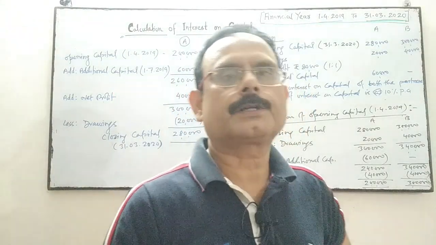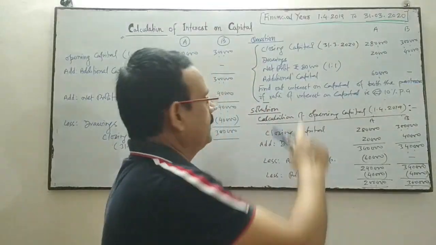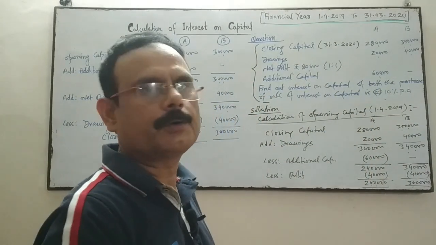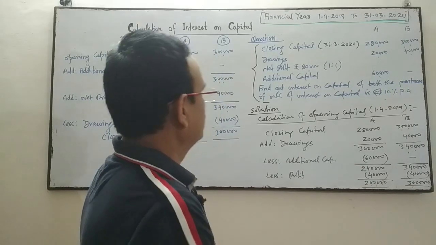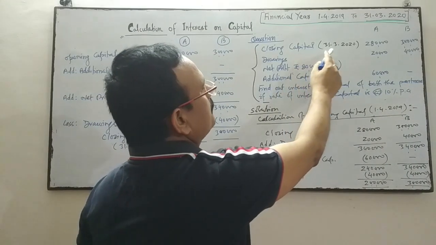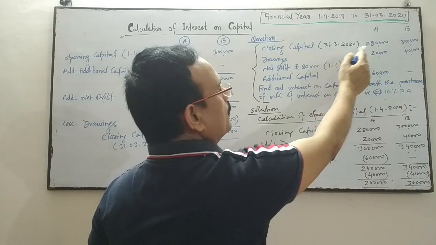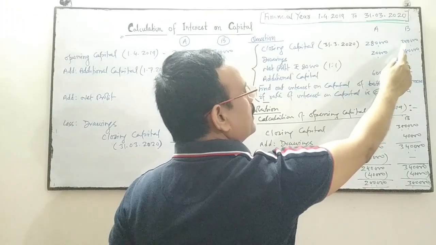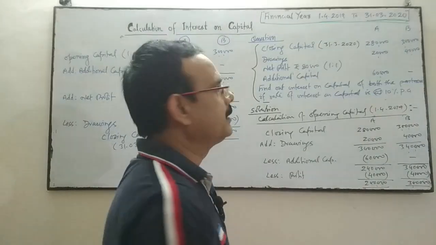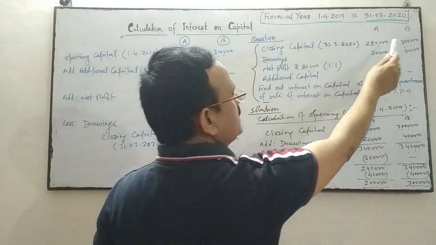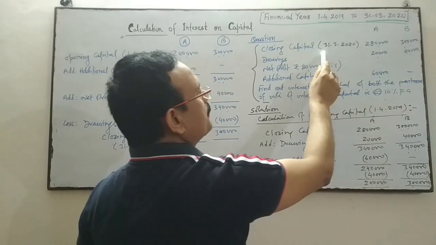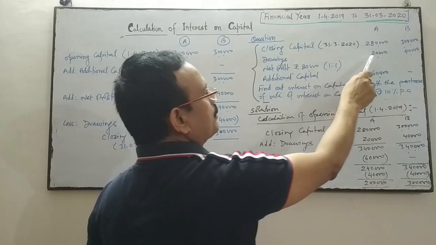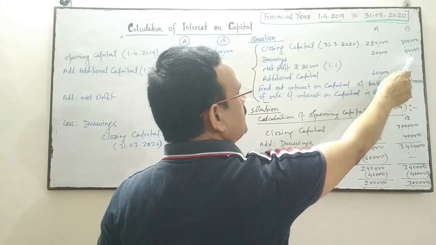Now, next question of interest on capital. The financial year is 1st April 2019 to 31st March 2020. The question says closing capital on 31st March 2020: partner A has 2,80,000 and partner B has a capital of 3 lakhs. So A's capital is 2,80,000 and B's capital is 3 lakhs on 31st March 2020, meaning it's a closing capital. Drawing is given in the question: A's drawing is 20,000, B's drawing is 40,000.